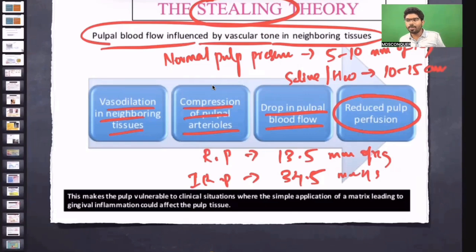For example, we regularly do these manipulations, right? Whenever you place a matrix band or cut the gingiva, the pulp is going to get blood supply from other areas through the apical foramen. So this concept of how the pulp gets compromised because of manipulations in the adjacent tissue is explained by a theory called Stelling's theory. Clear? Don't go very deep. It is a PG concept. For a UG, this is more than sufficient.